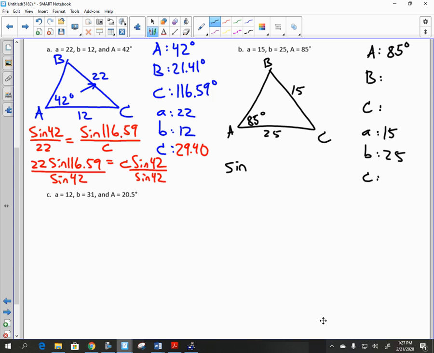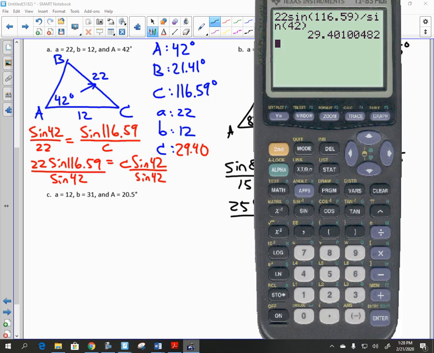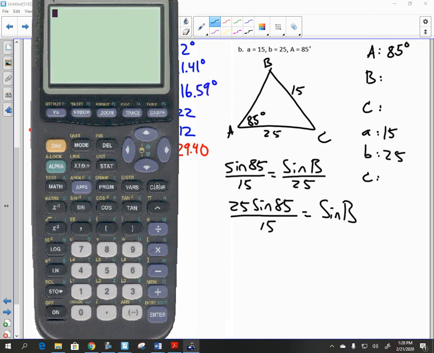Sine of what? Sine of 85 over 15 equals sine of B over 25. Now, I want to solve for sine of B, so I just multiply both sides by 25. 25 times sine of 85 over 15 is equal to sine of B. So I'm going to plug that in, as my friend JJ so eloquently said. Thank you. And I get 1.66.